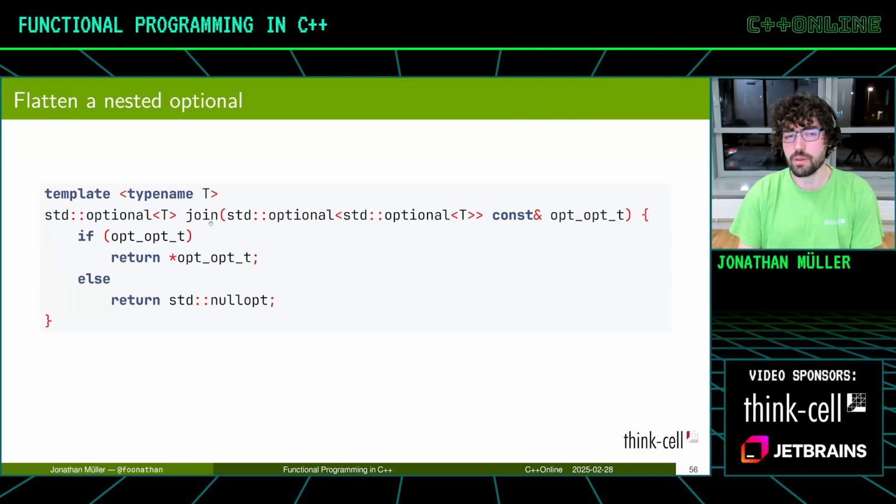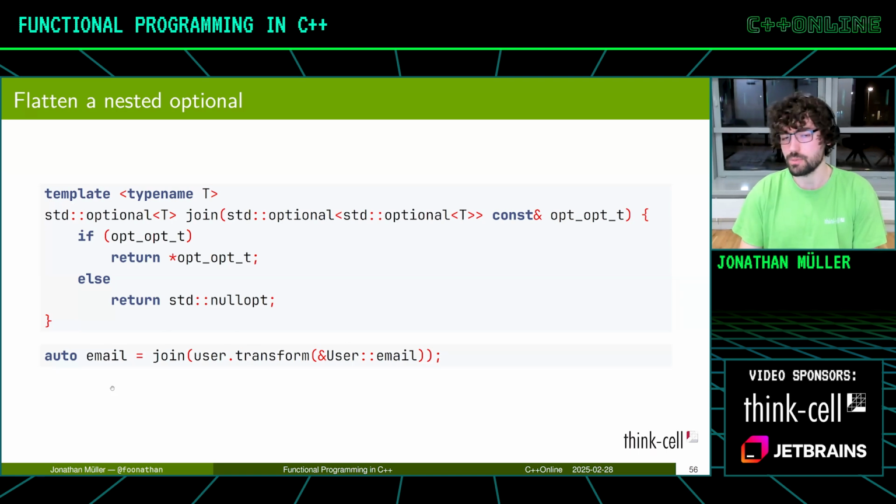And just like the join algorithms, we can imagine a join function that takes an optional optional T and flattens it out into a single optional T. And this sort of throws away a bit of information, but we don't usually care about it. And then we can say join our transform user, and this gives us an optional. Now, of course, it would be a lot better if the transform didn't do the wrapping in the first place. Then we wouldn't need to join it, right? We don't want the extra optional in there.